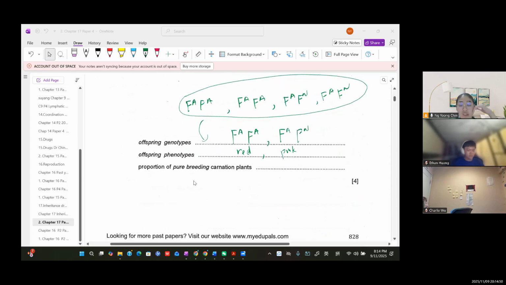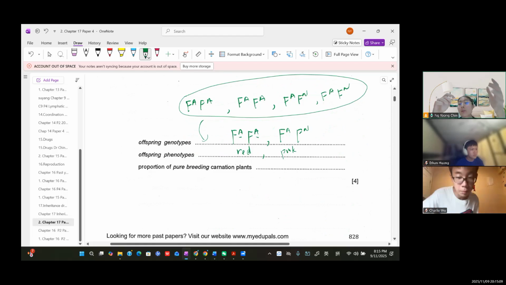So what is the proportion of the pure breeding carnation plants? Pure breed means what? Pure breed means it's red color or it's white color. Okay, that's pure breed. Pure breed refers to both alleles being the same, which is both A and A. So it's about 50%. Okay, so you just write 50%.